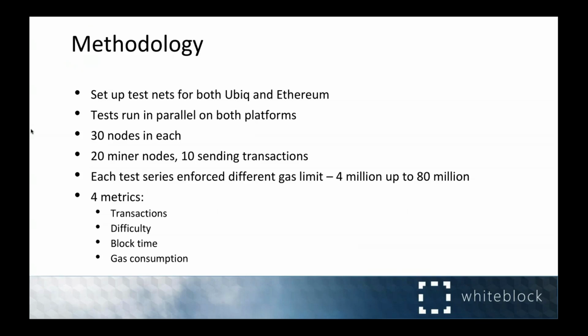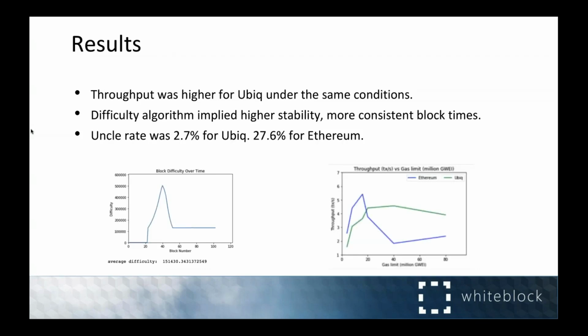So we set up test nets for both Ubiq and Ethereum to run in parallel, 30 nodes in each network, 20 mining nodes, and 10 sending transactions. And each test series enforced different gas limits. So we did 4 million all the way up to 80 million. And the 4 metrics that we tried to pay attention to were transactions, difficulty, block time, and gas consumption.